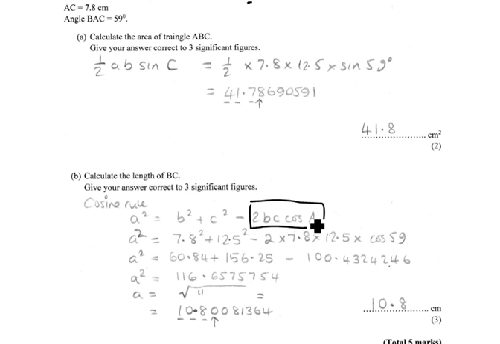Work all that out in one go. So 2 times b times c times cos A. Work all that out in one go and you should get that. And then you've got that one plus that one, take away that one.